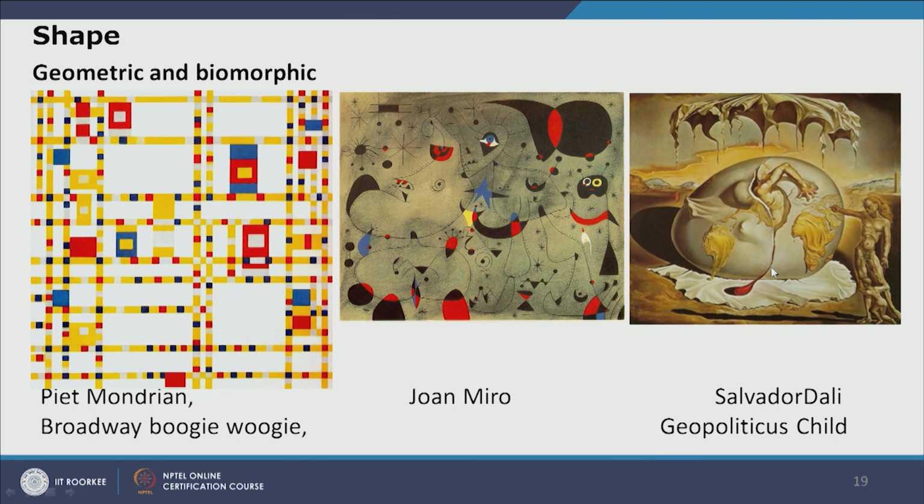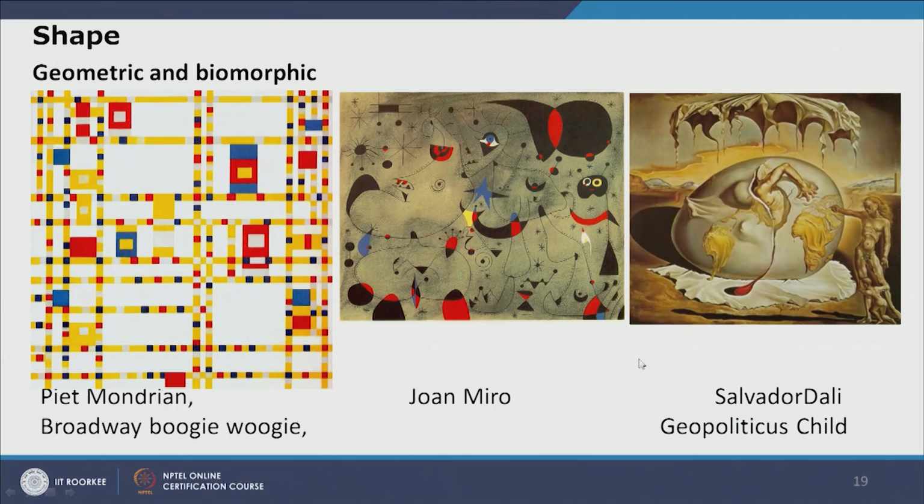Here on the right hand side we have Salvador Dali's painting Geopoliticus Child, which is from the art movement of surrealism, and on the left hand side we have Piet Mondrian's Broadway Boogie Woogie, which is under the De Stijl art movement. In Piet Mondrian's painting we can see a lot of geometric shapes, which are squares and rectangles. He played with the composition of squares and rectangles.